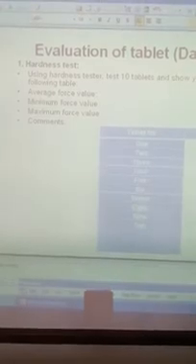Start with evaluation of tablets. We have 4 tests, 2 of them unofficial tests, starting with the first unofficial test, which is hardness, measuring the crushing force. We are working on Rivaline as a tablet available in the market.